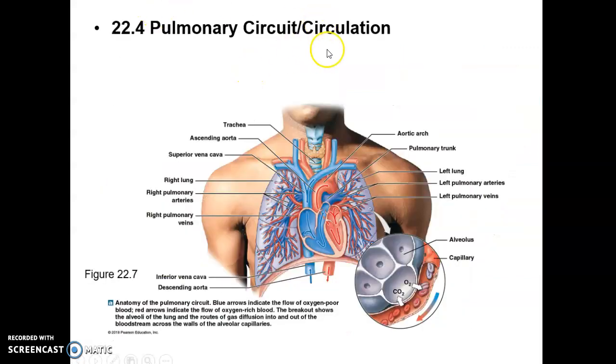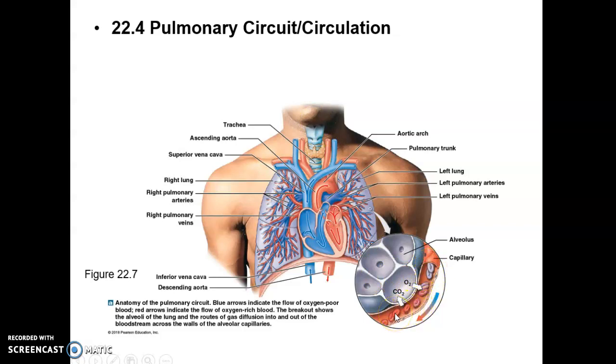So, pulmonary circuit or circulation, that is the circuit that is taking oxygen-poor blood from the right side of the heart, carrying it to the lungs for gas exchange at the small little air pockets referred to as alveoli. Alveolus is singular. Gas exchange is occurring there. Carbon dioxide leaves the blood supply, enters into the alveoli, and eventually you exhale it out. Oxygen moves in the opposite direction from the inhaled air, diffuses across the membrane, and gets into the capillaries, into the blood supply.